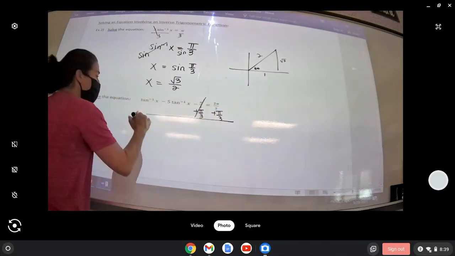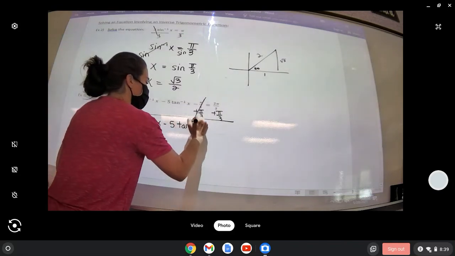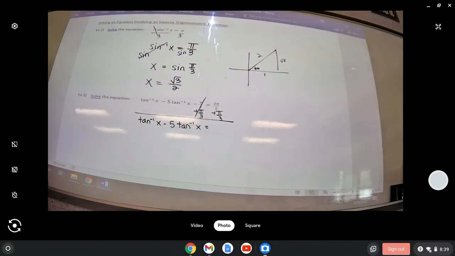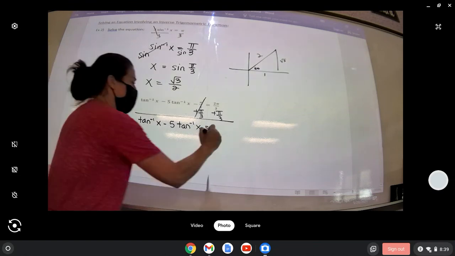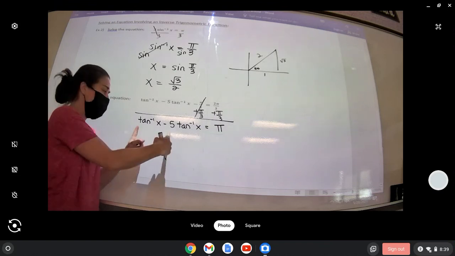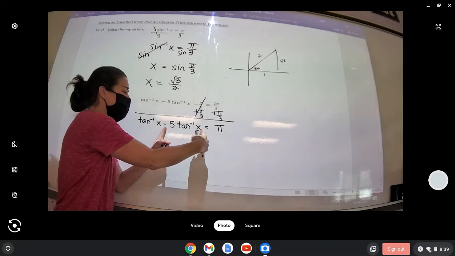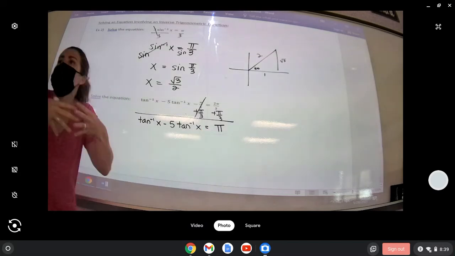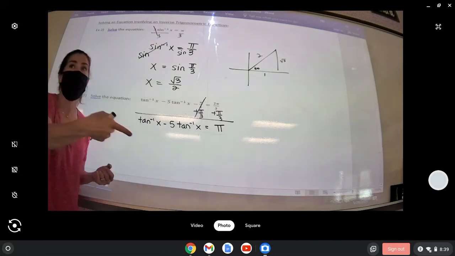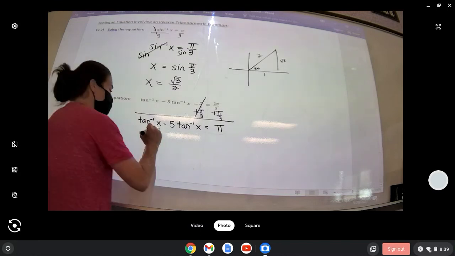All right, so now I'm left with the inverse tangent of x minus 5 times the inverse tangent of x. It equals, guys, 2 pi over 3 plus 1 pi over 3 is 3 pi over 3. 3 pi over 3 is pi. Now, guys, this is 1 inverse tangent x, and this is minus 5 inverse tangent x. Those are like terms. We can put them together. If I had one of them and I took away 5 of them, I really have -4 inverse tangent x's.